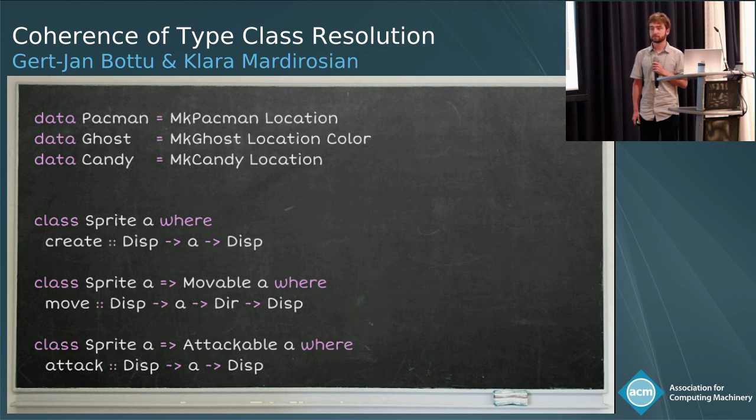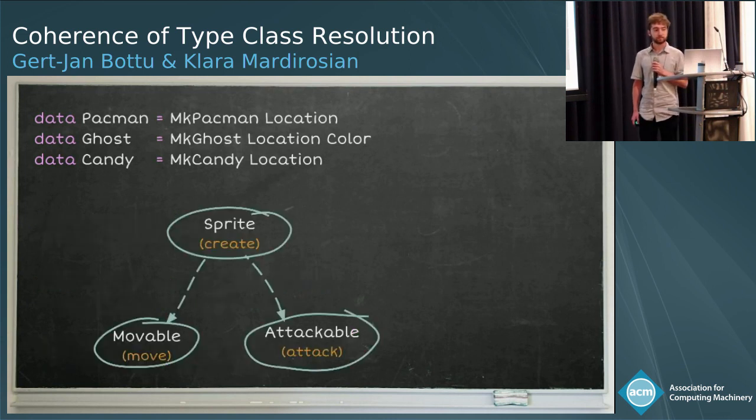And then I have 2 subclasses of Sprite. One is the Movable type class, which provides the move function. And actually, it is a subclass of Sprite because move uses the create method. And then I also have the Attackable type class, which is, again, a subclass of Sprite and provides the attack function. I think the hierarchy of my type classes is important, so let me just make a diagram.